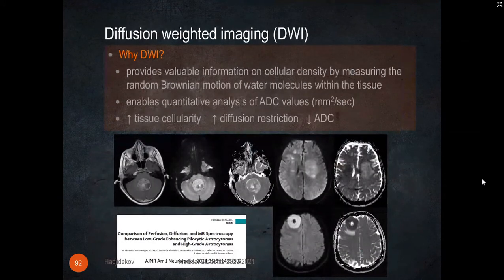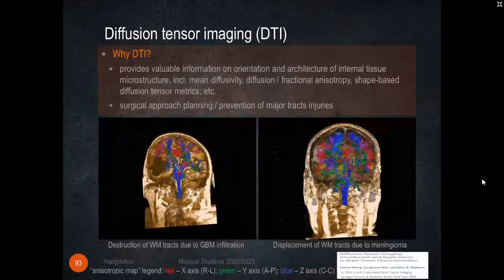Why do we perform diffusion-weighted imaging? Because it provides very important information on the cellular density by measuring the random Brownian motion of the water molecules within the tissue. We already discussed that this is a very important method in ischemic stroke, because the lesions will be very bright or hyperintense in cases of ischemic stroke. And here again, we will have high tissue cellularity and, parallel to that, high diffusion restriction.